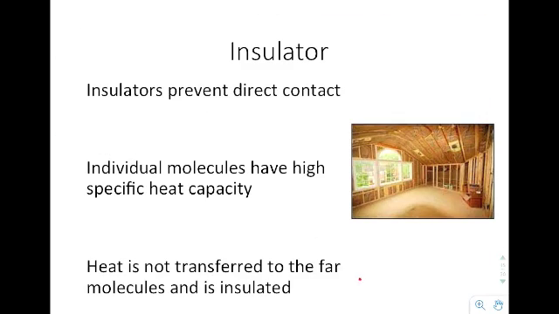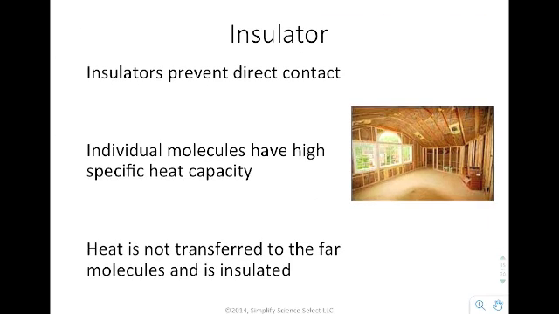The next one is not a method of heat transfer, but it goes along with conduction. It's called an insulator. An insulator is something that prevents the transfer of heat by conduction. Here you see insulation in a house. Each of these is designed to prevent the transfer of heat by direct contact. Different insulators work in different ways, but the first is that they have high specific heat capacities. Water is an excellent insulator because it's very hard to change the temperature of water.